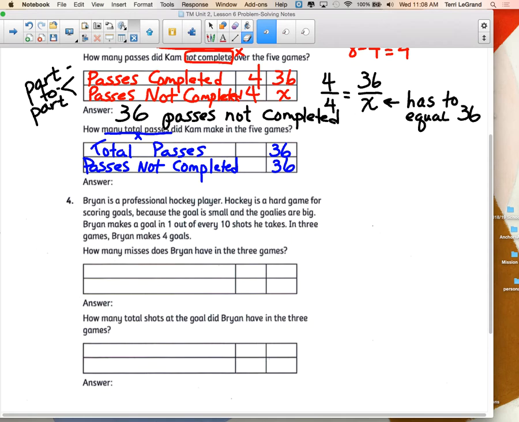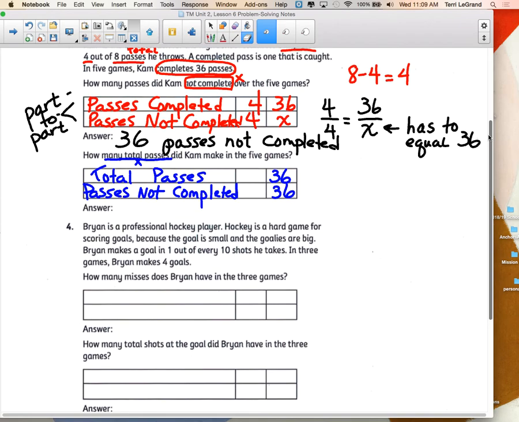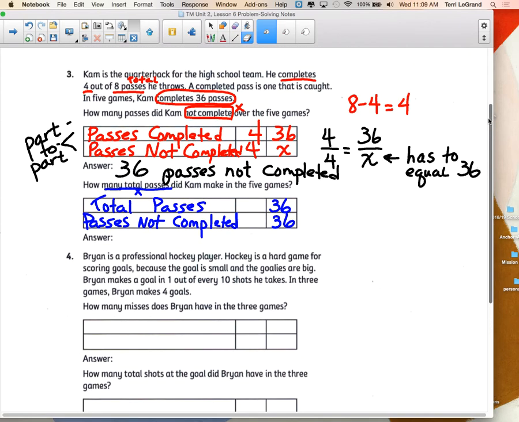Okay, how about this one? Total passes 36. Do we have somewhere that we found out there were 36 total passes? Yes. Where? Let me come show me, because I can't see it. It says passes completed. Where? No, total passes. We're talking about total passes right now. Completes 36 passes? Is that a total?